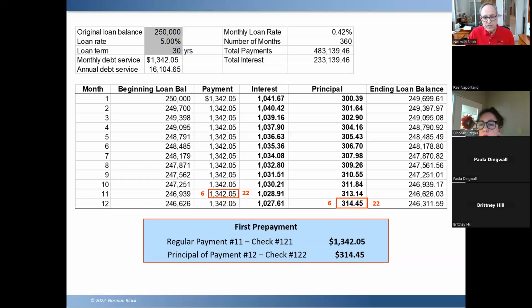And the instructions said to do it with a separate check. If you're doing it electronically, you would process the $1342.05, get that recorded, and then immediately turn around and send in an additional $314.45. The reason it's important that it's exact to the penny is this.